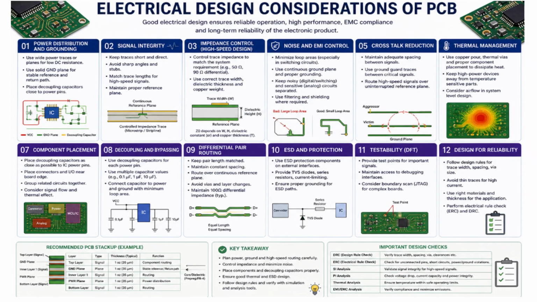Then electrical design considerations of the PCB. Power distribution and the grounding: where will you put the grounding so that it will distribute the power? Signal integrity: keep the traces short and direct, avoid sharp angles and stubs, right? And then impedance control, noise and error, EMI control, crosstalk reduction, thermal management. These are the important electrical design considerations. Then protection, testability, design, and reliability.